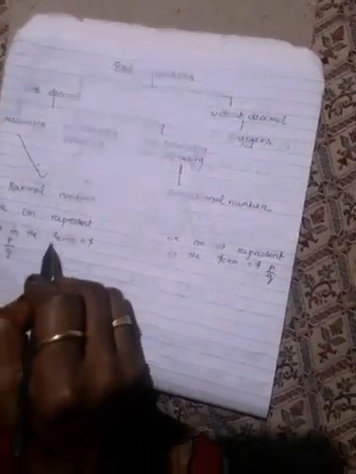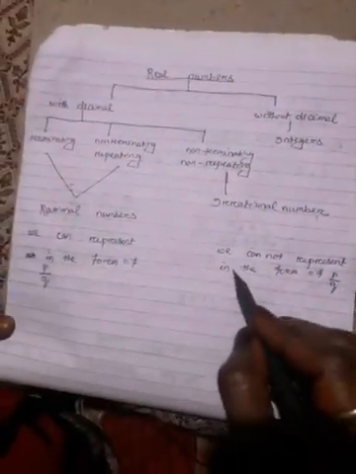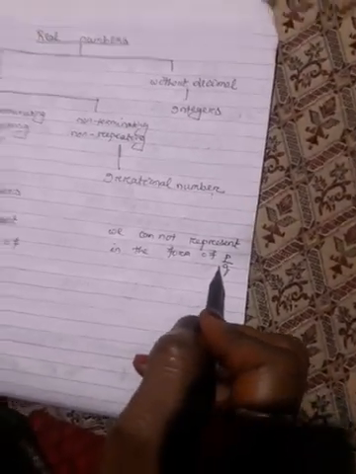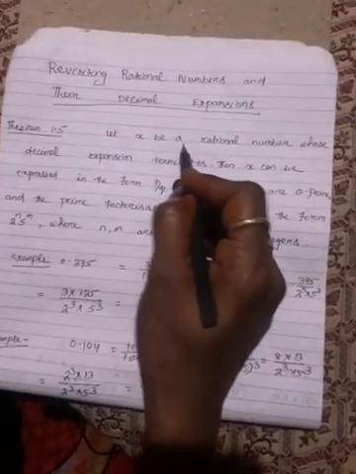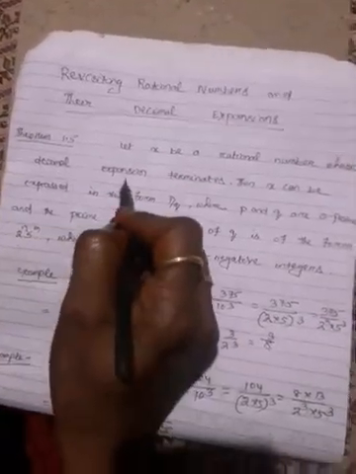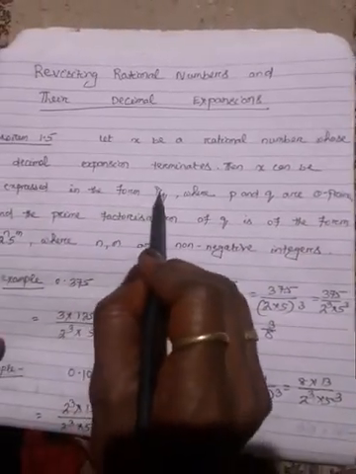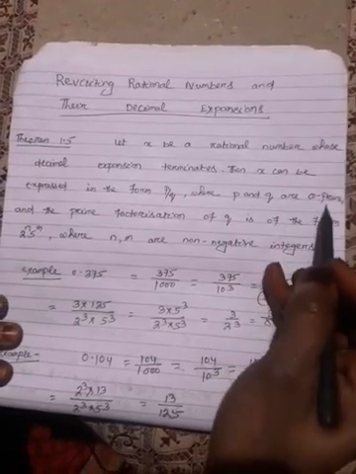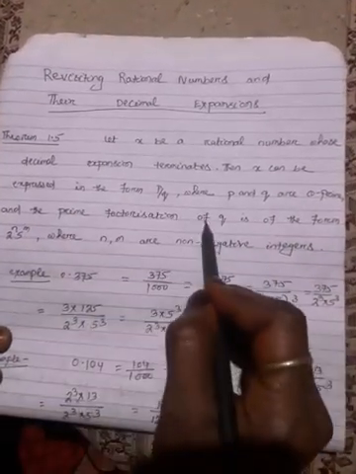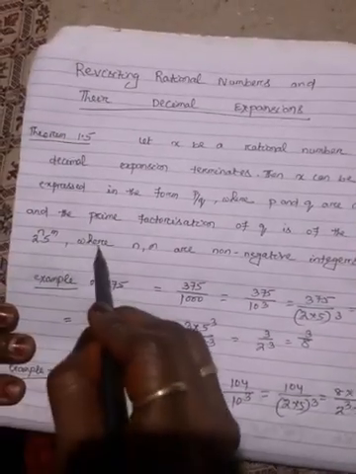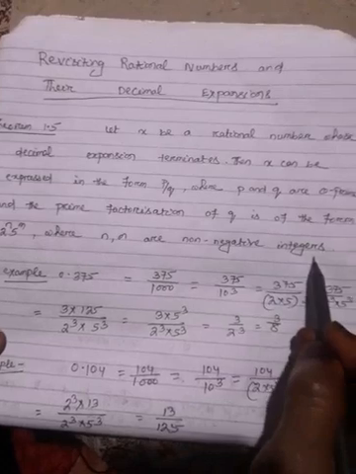Rational numbers can be represented in the form of p by q, whereas we cannot represent an irrational number in the form of p by q. Now theorem 1.5. Let x be a rational number whose decimal expansion terminates. Then x can be expressed in the form of p by q, where p, q are co-prime, and the prime factorization of q is of the form 2 to the power n 5 to the power m, where n, m are non-negative integers.